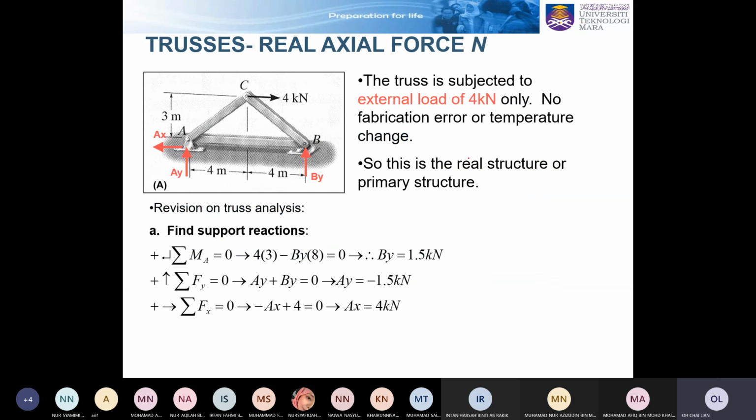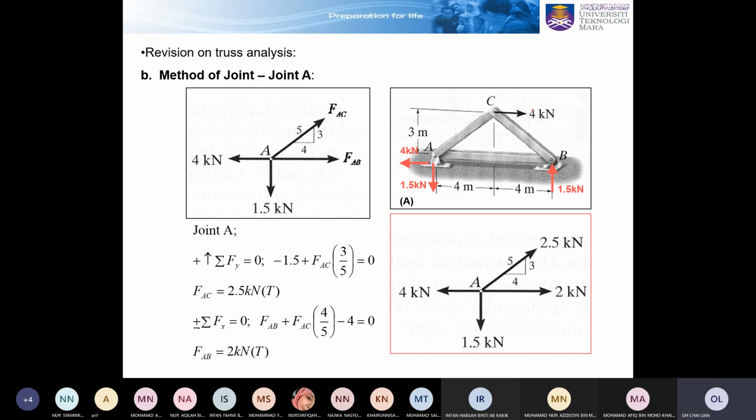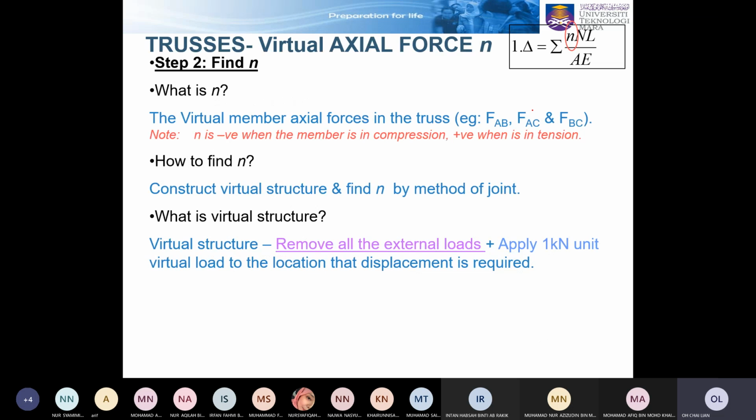You start by finding the support reactions. This one you need to go through. Here, don't forget about this external load. In this case, we don't have any fabrication error and we don't have any temperature change. After you determine the support reactions, you solve for the forces joint by joint, joint A, joint B. Done.